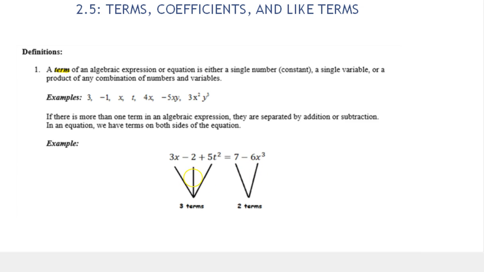So terms in an algebraic expression or equation are connected by addition or subtraction. So basically I see a subtraction sign or an addition sign, and the things between them, connecting them, are what we call terms.